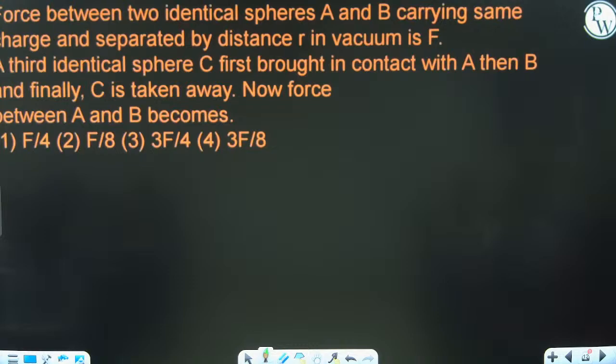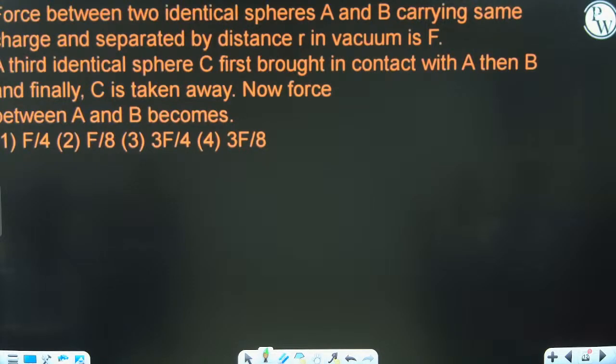What is the charge on B? Q. What is the charge on C now? Q by 2. After adding, both the charges will become 3Q by 2 divided by 2, that is 3Q by 4, sorry. So now the charge on C is 3Q by 4, and the charge on A is Q by 2. And you can calculate the force. Now you can compare it with the original force F.